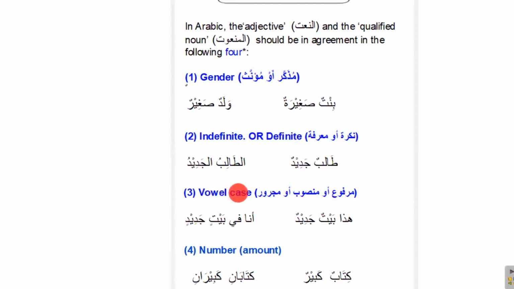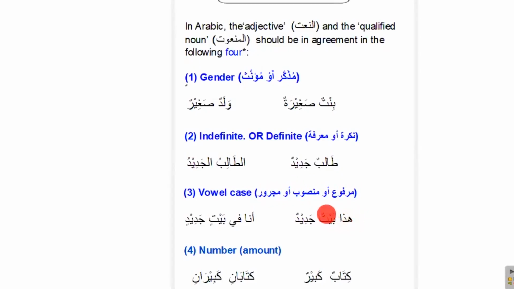If you are describing a noun, and the noun is ending with dhamma or dhammatain, the adjective should also end with dhamma or dhammatain. If the noun is ending with fatha or fathatain, the adjective should also end with fatha or fathatain. If it is ending with kesra or kesratain, the adjective should also end with kesra or kesratain. So that's what we are talking about. If the noun is marfu, the adjective should be marfu. If the noun is mansub, the adjective should be mansub. If the noun is majrur, the adjective should be majrur.